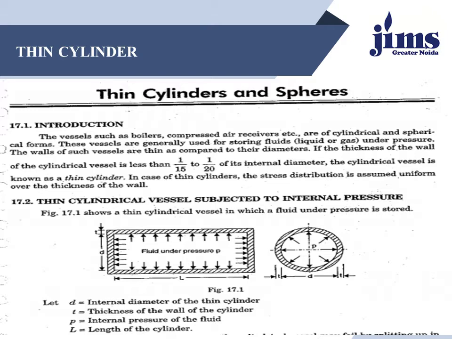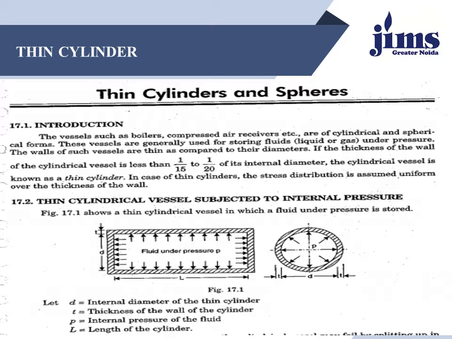If the thickness of the wall of the cylindrical vessel is less than 1 by 15 or 1 by 20 of its internal diameter, the vessel is known as a thin cylinder. So this is the condition. In case of a thin cylinder, the stress distribution is assumed uniform over the thickness of the wall.